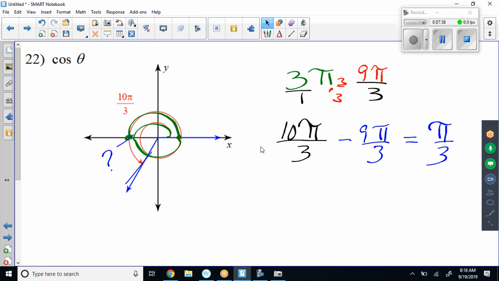It's 60 degrees, pi over 3. If the denominator is 3, you've got 60. If the denominator was 6, then you have 30, right? Those are little tricks you've got to make sure you are aware of.